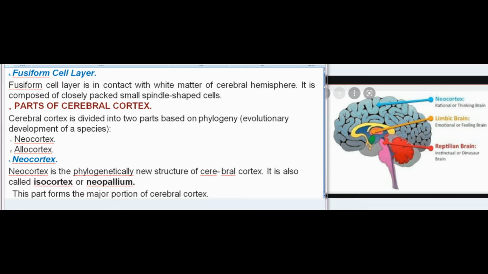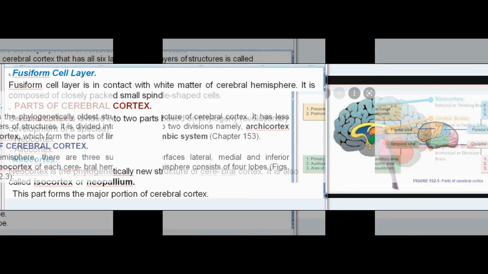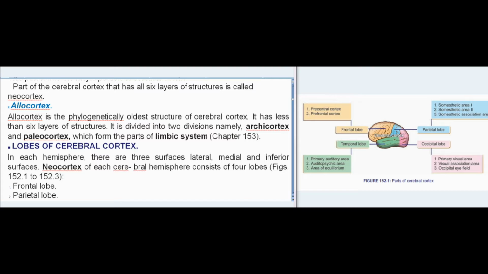Parts of cerebral cortex. Cerebral cortex is divided into 2 parts based on phylogeny, the evolutionary development of a species: neocortex and allocortex. Neocortex is the phylogenetically new structure of cerebral cortex. It is also called isocortex or neopallium. This part forms the major portion of cerebral cortex. Part of the cerebral cortex that has all 6 layers of structures is called neocortex.